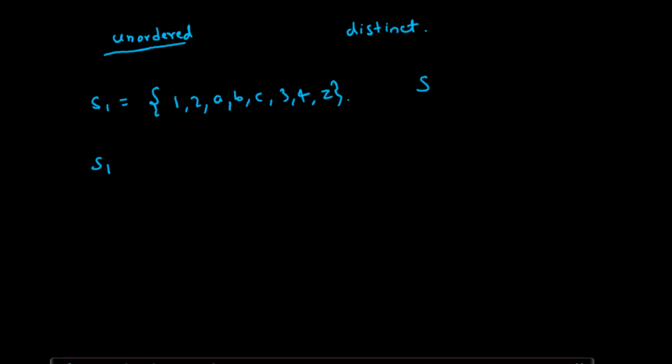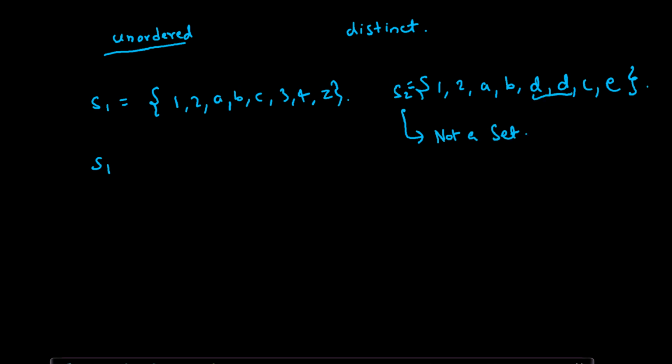The next point is, let's say I have a set S2, which is 1, 2, A, B, D, C, E. Then this S2 is not a set, because you have 2D here. So it is like saying it's a duplicate. So you don't have duplicates in a set. All the elements have to be distinct. So it is an unordered collection of distinct elements. This is what I mean.